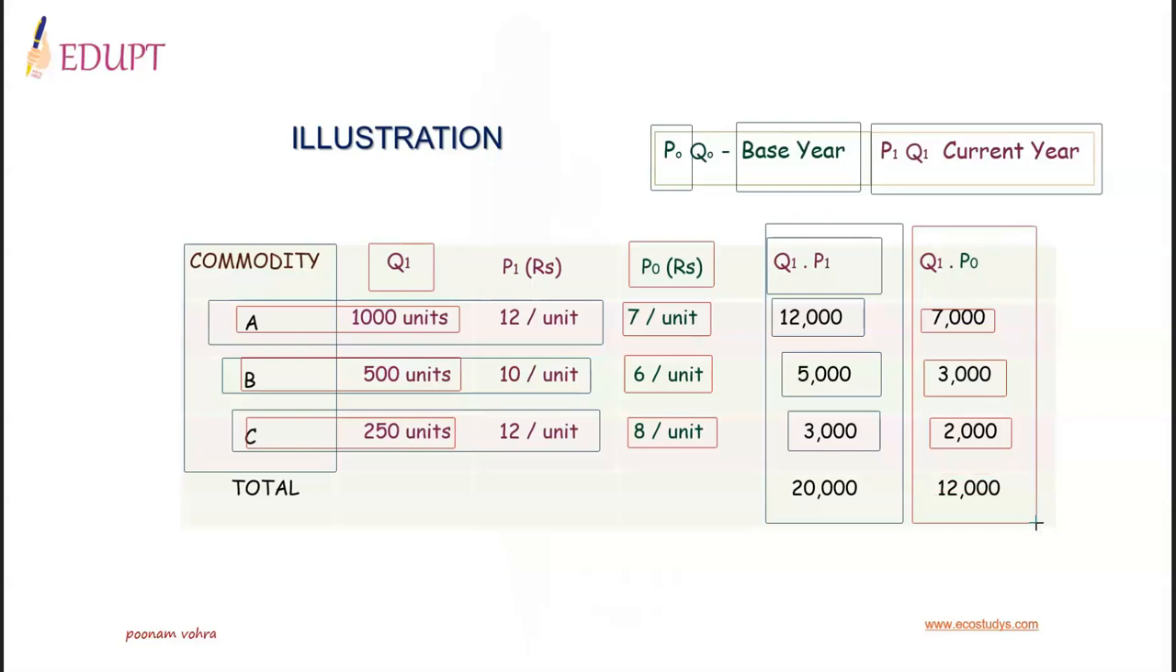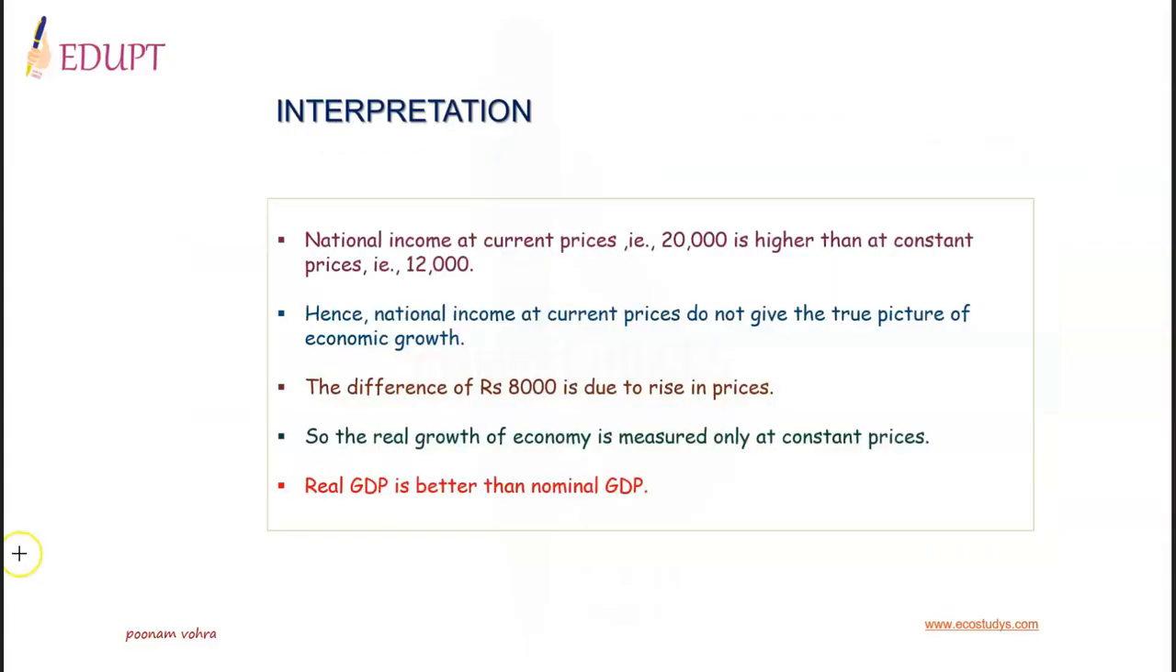So one can have a look at the difference in the money value of the three goods produced by taking into account prices that prevail in the base year as well as prices that prevail in the current year. So the question is, which one of the two is a better index? After having understood the estimation of national income at current as well as at constant prices, one can observe that national income at current prices, that is 20,000, is much higher than at constant prices, which is 12,000.